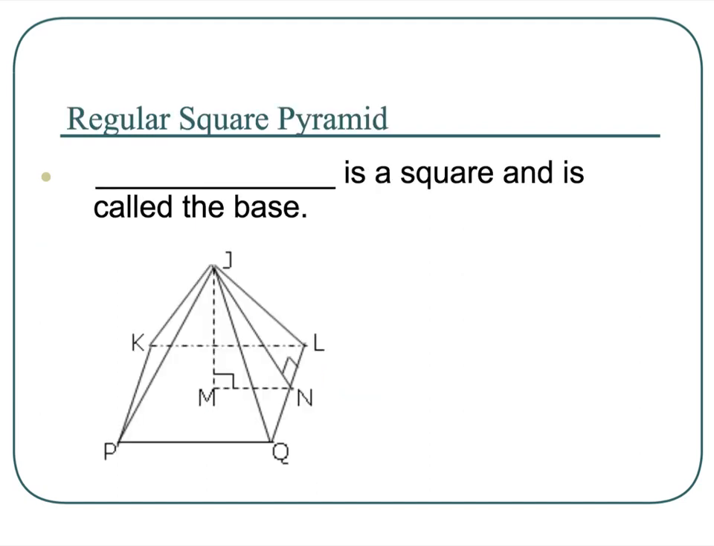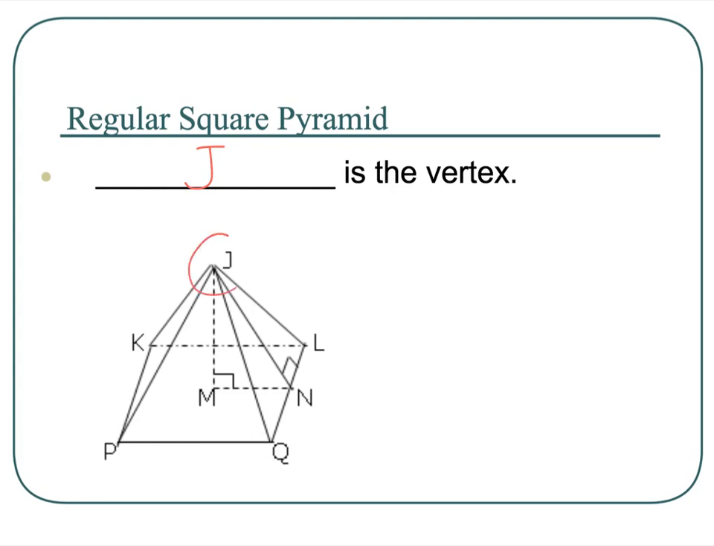All right, we got a regular square pyramid, meaning that the base is a square, and we have KLQP. Lovely. That is the base of that pyramid. Then we got a couple other pieces to the puzzle here that we'll go over in a sec. Our vertex of the square pyramid is J, right up top there.